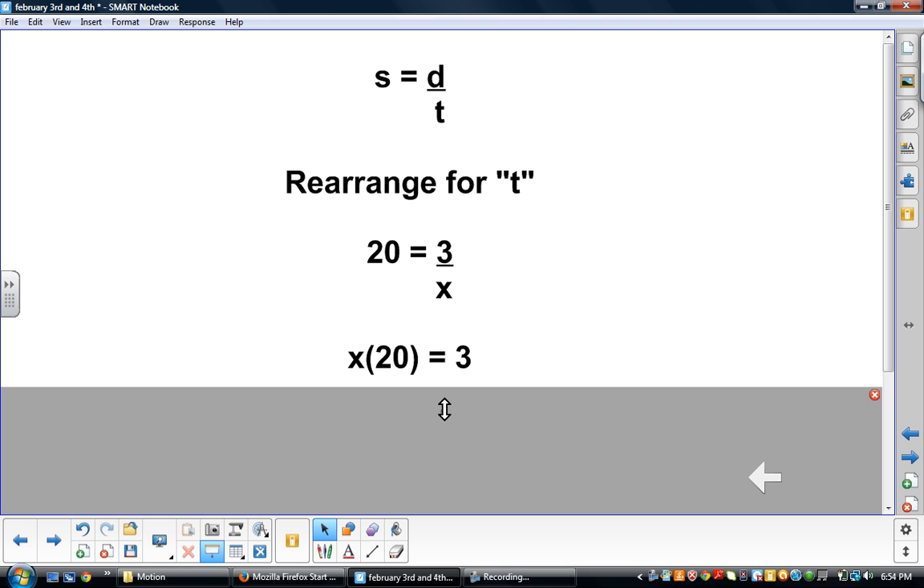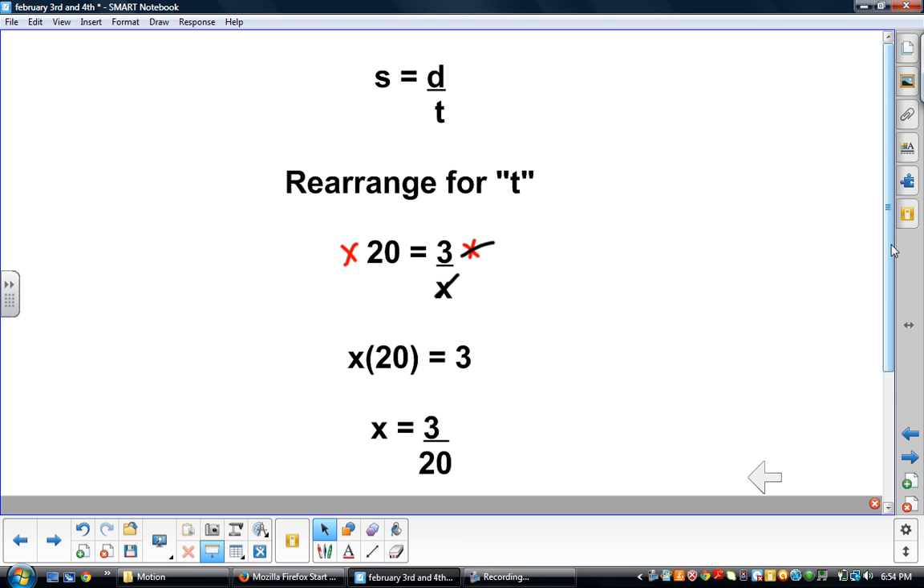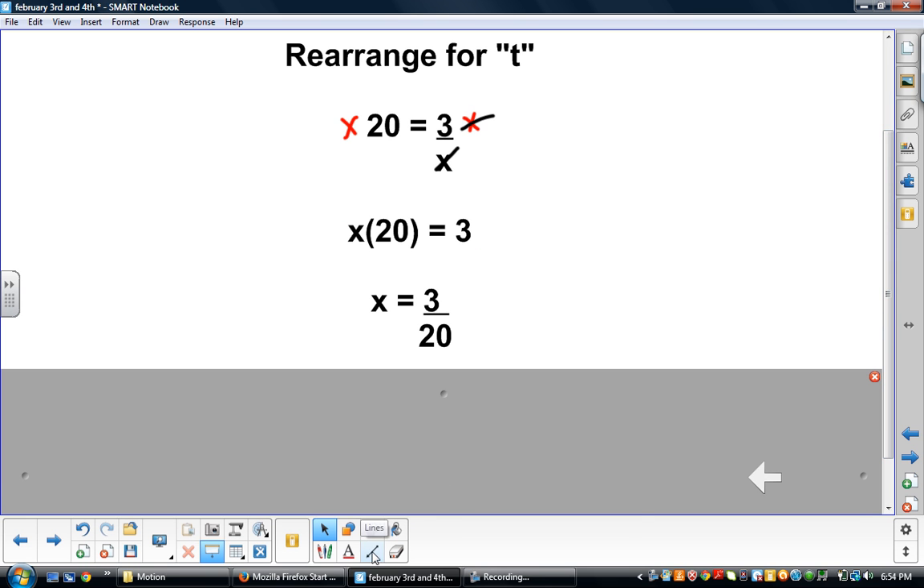First thing you would do is multiply both sides times x. So here we go. You would multiply both sides times x. And that would make our x's cancel, and you have x times 20 equals 3. But you're not done yet. Then you would divide both sides by 20, wouldn't you? So let me show you that one. You divide both sides by 20. You'd say this by 20, and you'd have this one divided by 20.